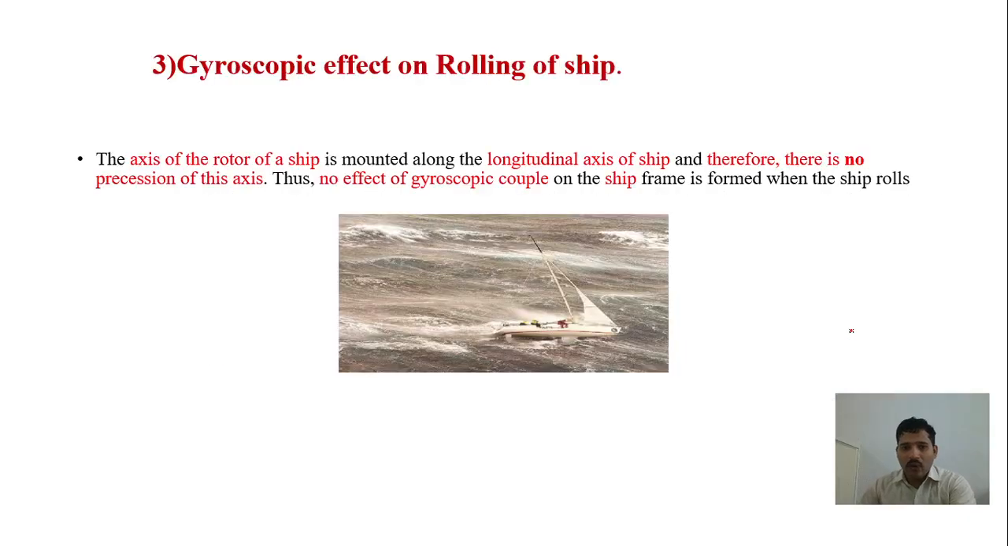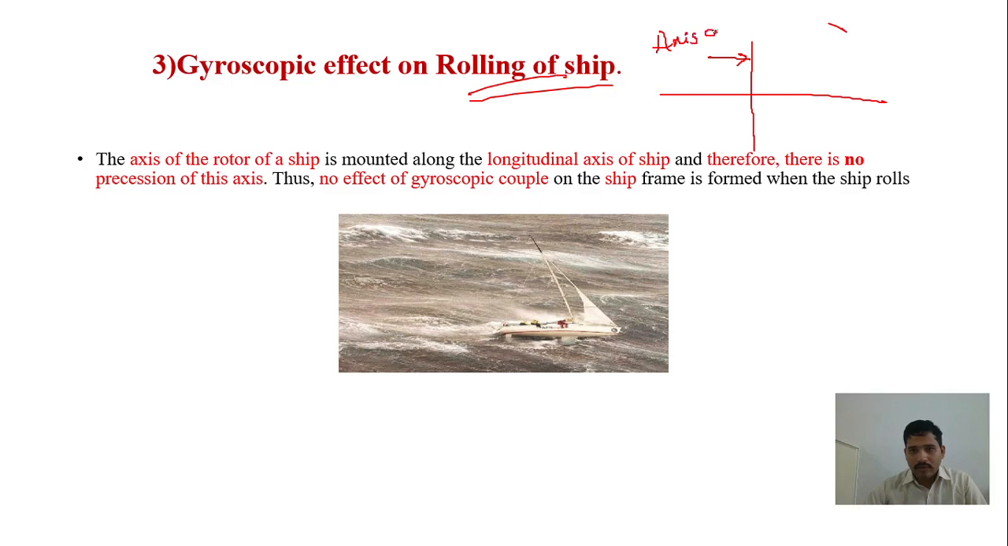Next we are going to learn about the gyroscopic effect on a naval ship during rolling. During the rolling of a ship, for the effect of gyroscopic couple to occur, the axis of precession should be perpendicular to the axis of spin.